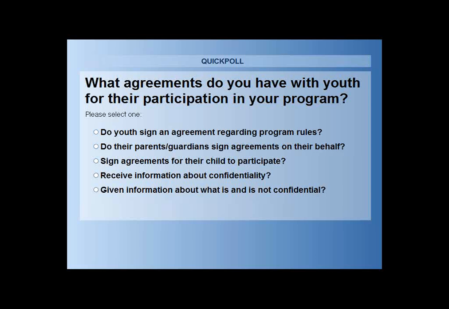First one is, do you sign an agreement regarding the program rules? The second is, do the parents or guardians sign agreements on their behalf? The third is, do parents and guardians sign agreements permitting their children to be in the program? The fourth is, do the parents and guardians receive information about confidentiality? And the last one is, does your program give participants information about what is and is not confidential? I'll give you about 30 seconds to answer this.